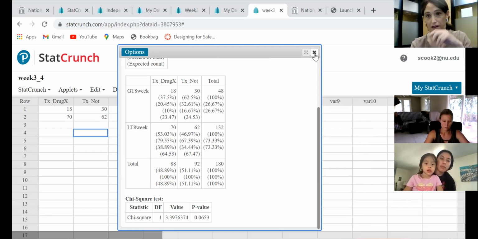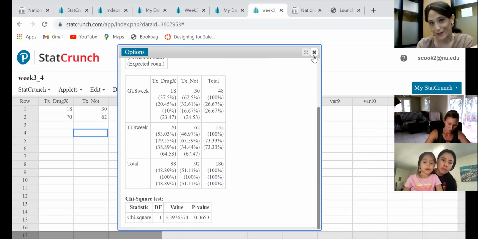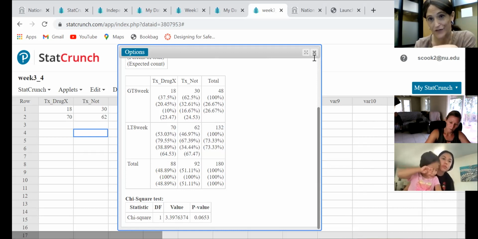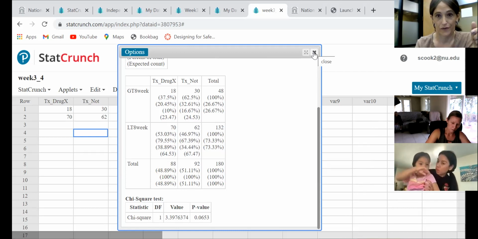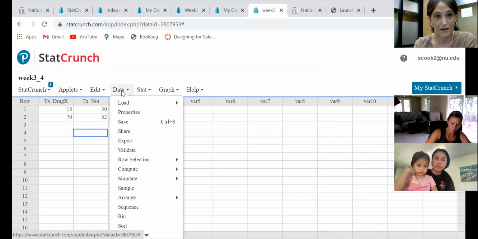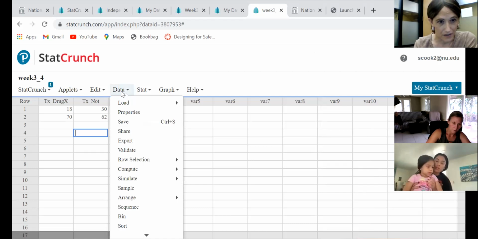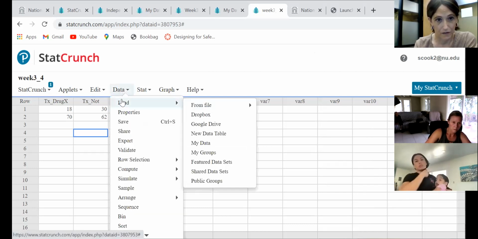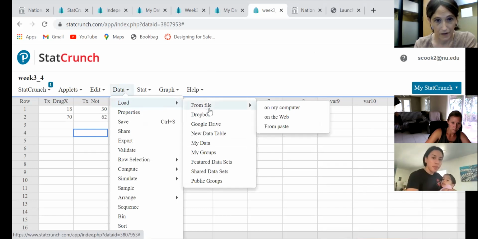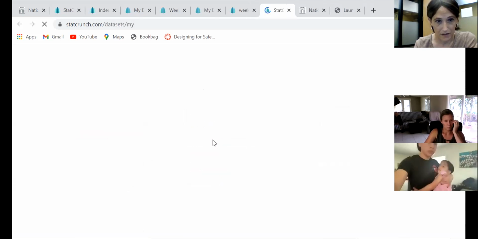Oh, other than the fact that there are other questions where you are actually constructing a chi-square test based on the data itself. So if I were to go back to a more traditional data format, such as, let me load just some good old data here. My data.